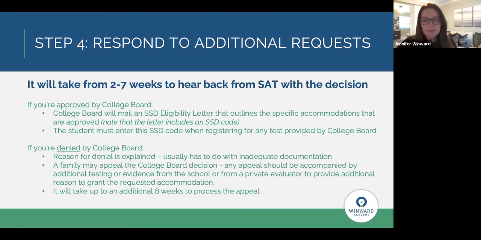If you're denied, same thing as ACT, they're going to clearly articulate to you why you were denied. Just like with ACT, it usually has to do with some sort of inadequate documentation. They want to see more, they want to read more, they want to have more assessments from professionals, more evidence, more testing, etc. So they will tell you why you were denied, give you the opportunity to appeal and to submit those additional documents. Then just like with ACT, we restart the waiting clock, waiting to hear back on the appeal.